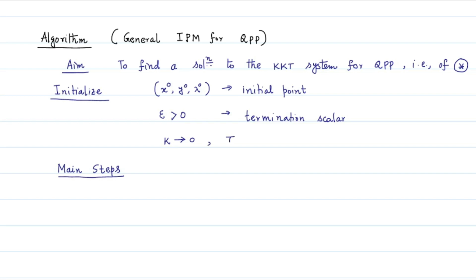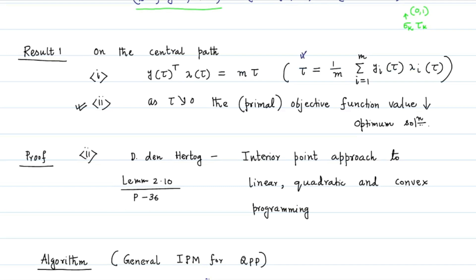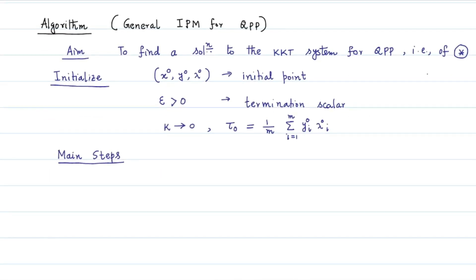You compute the value of tau naught, that is given by 1 by m summation y naught i into lambda naught i, i equal to 1 to m. We are actually following this formula of tau. That tau is given by this equation. So you just compute the value of tau naught here for the given initial point and check if your tau naught is less than epsilon or not.